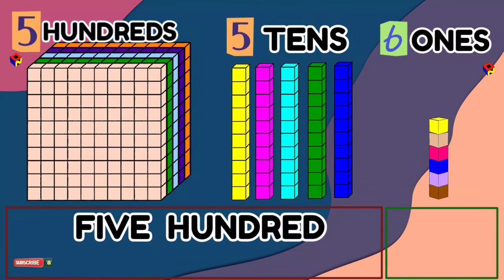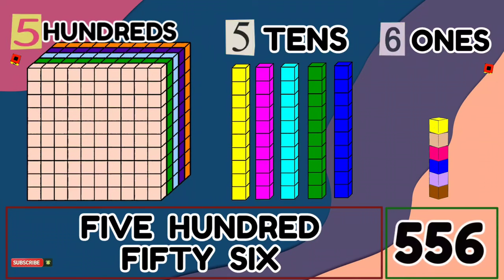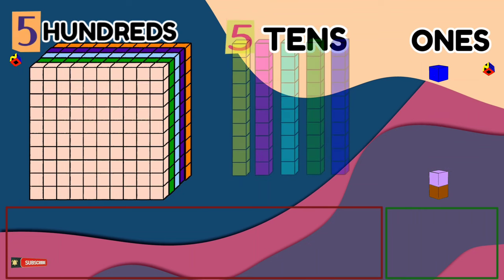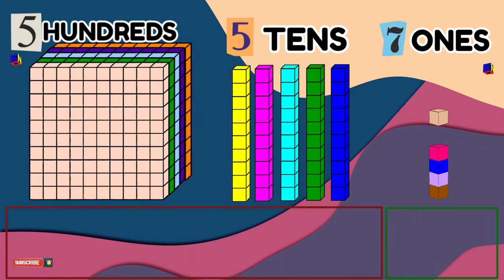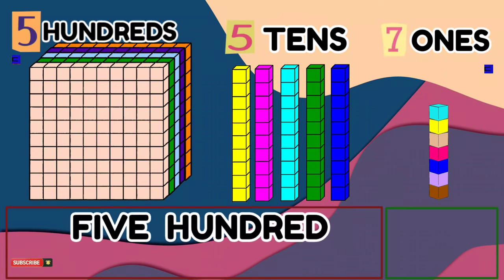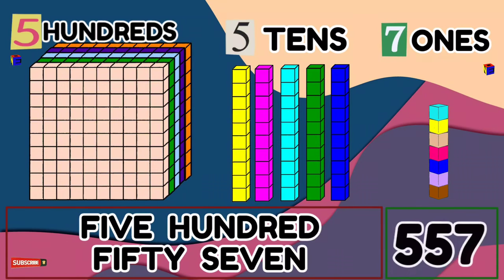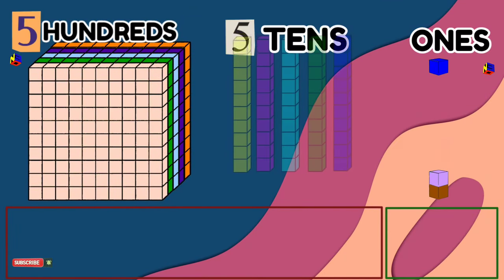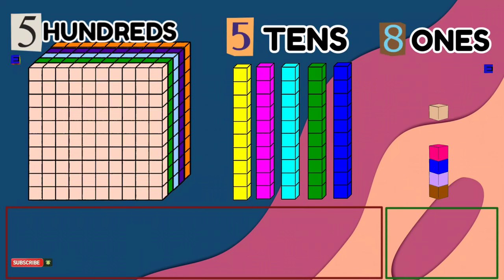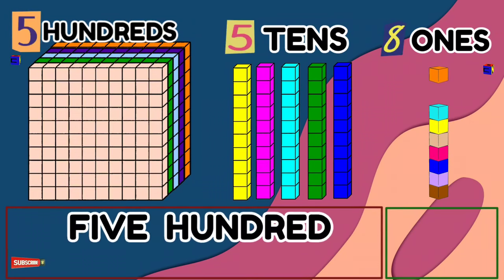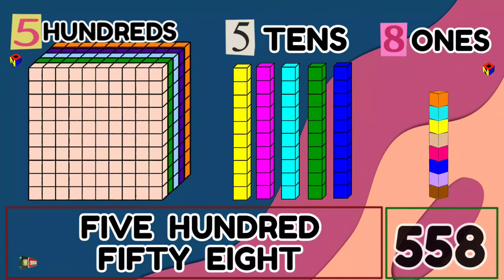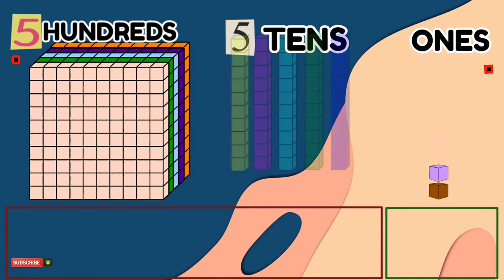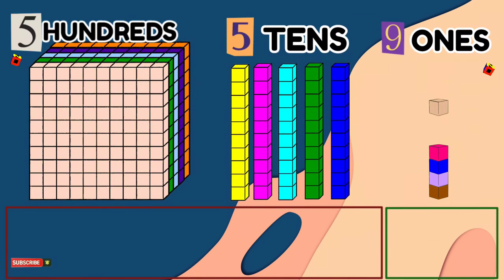556. 5 hundreds, 5 tens, and 7 ones is 557. 557. 5 hundreds, 5 tens, and 8 ones is 558. 558. 5 hundreds, 5 tens, and 9 ones is 559.